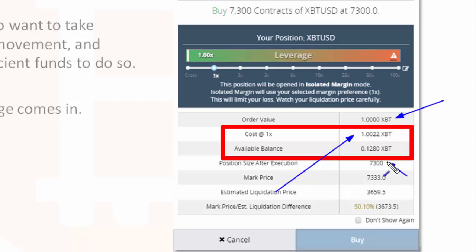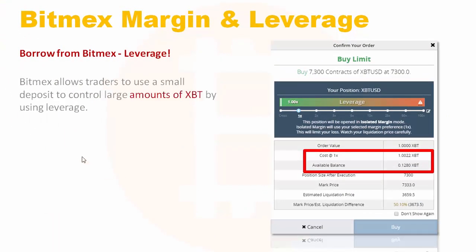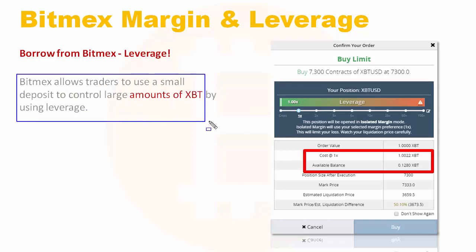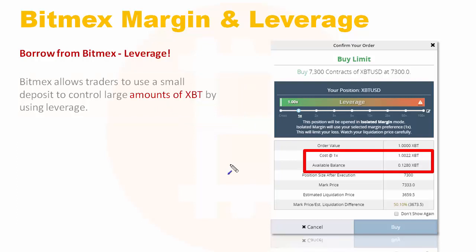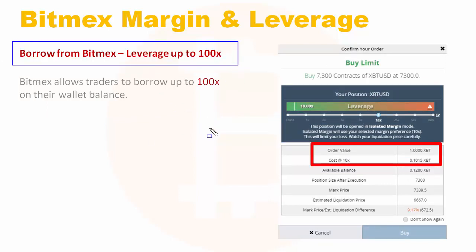It's going to cost me one Bitcoin to trade one Bitcoin's worth of futures contracts. The problem is I only have 0.128 in my account. So Bitmex allows me to do this. It will allow a small deposit to control a large amount of the XBT futures, which we've just seen. And they will allow you to go up to 100 times leverage, something that I wouldn't recommend at all.